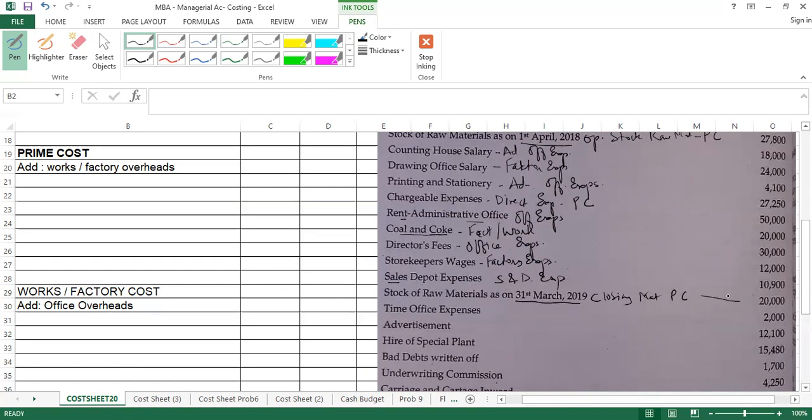What is time office? Yes, Tanvi, you are from the HR department. What is time office expenses? Tanvi, HR department, tell me what is time office expenses? Sorry sir, I don't have any idea. Yes, time office is the office where, I think, yeah, please. This is attendance machine cost.